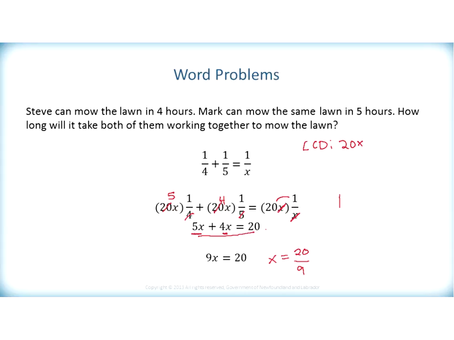Therefore, together, to mow the lawn will be 2 2/9 hours. We see that our non-permissible value, our NPV, is x cannot equal 0. We keep this in mind when we get the solution. If the solution is the same as our non-permissible value, then the solution is extraneous, or we have an extraneous root.